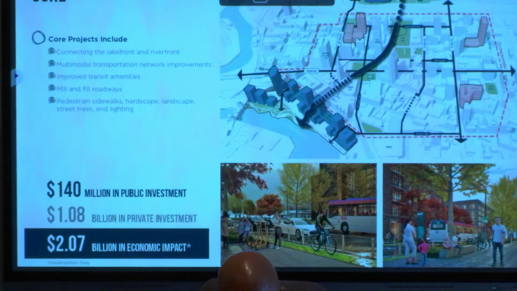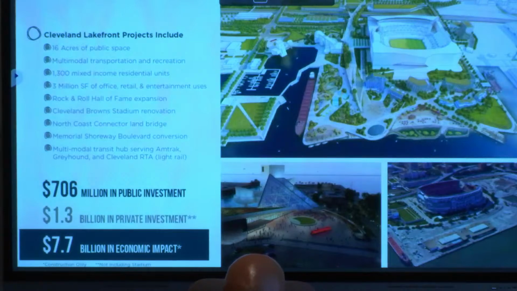So are these projects all written in stone, or are these just the beginning? I mean, because you have an estimated investment here, but do you already have it all mapped out?